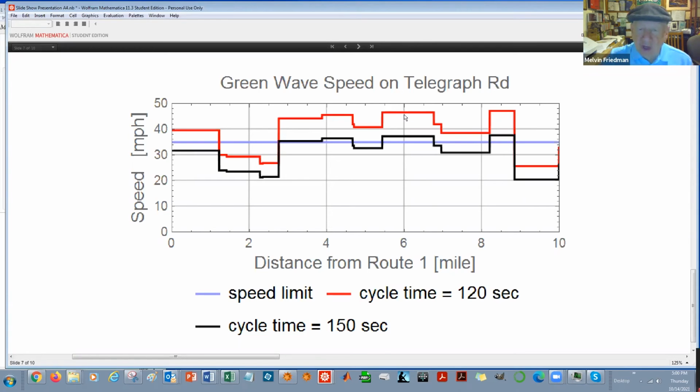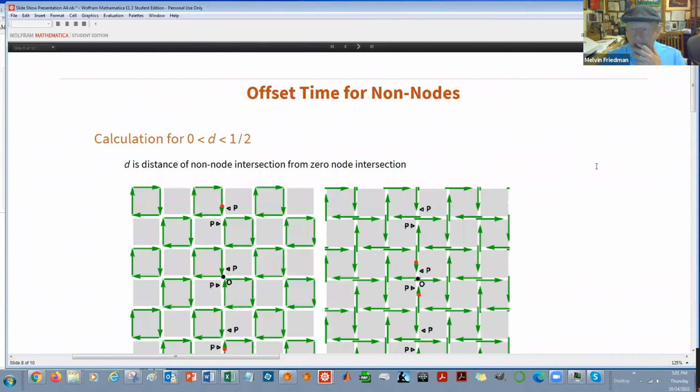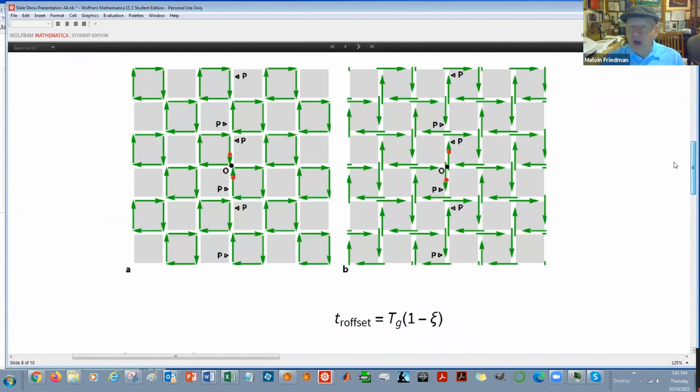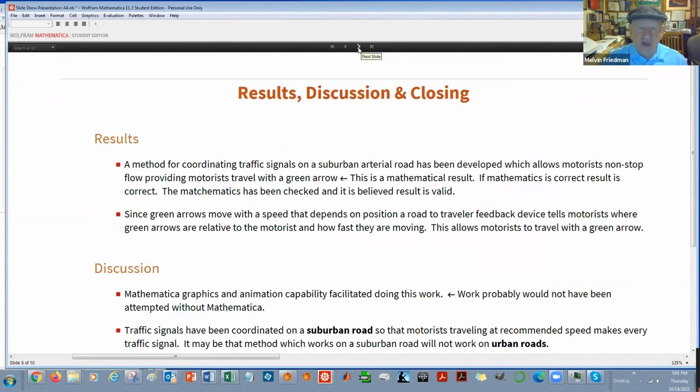However, if a traffic engineer felt that this maximum speed limit was too high, they could just increase the cycle time from 120 seconds to 150 seconds, and then the proper speed for a vehicle to make every traffic light would be indicated by this black line. And so you can speed the traffic up or you can slow it down to accommodate your goals. At rush hour, you would probably want to slow it down, and you can slow it down even further if you made the cycle time a little longer. I don't have time for this now, but this is the method that I use to figure out what the offset times were. And now I'll conclude my talk and take your questions.